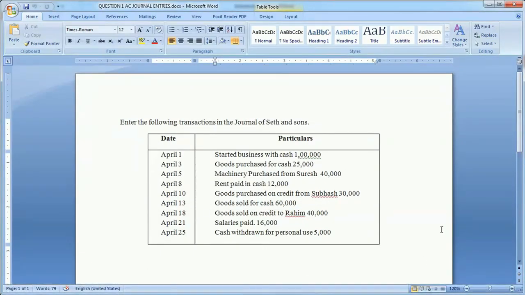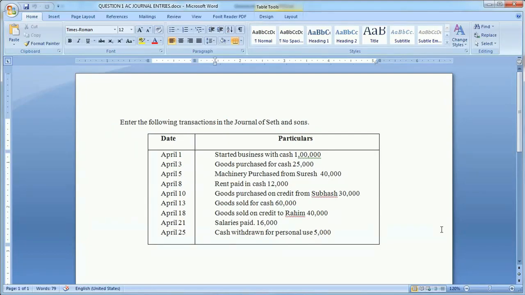Rent paid in cash rupees 12,000. 10th April goods purchased on credit from Subhash rupees 30,000. 13th April goods sold for cash rupees 60,000. 18th April goods sold on credit to Rahim rupees 40,000. 21st April salaries paid 16,000, and 25th April cash withdrawn for personal use rupees 5,000. So these are the problems, and we have to pass journal entries for all these transactions.